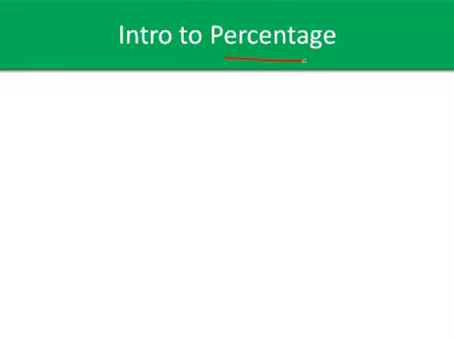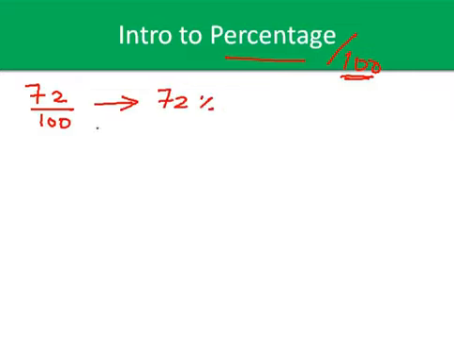The word percentage itself means out of 100. So whatever we are calculating out of 100 can be termed as percentage. Let's assume that a student scores 72 marks out of 100. What is his percentage of marks? 72 percentage.